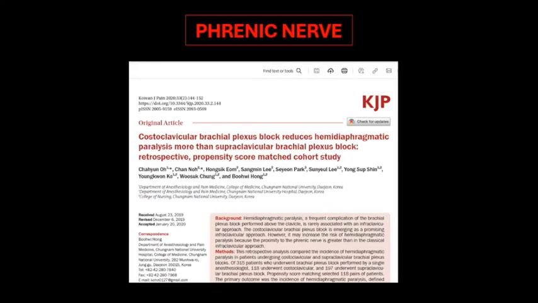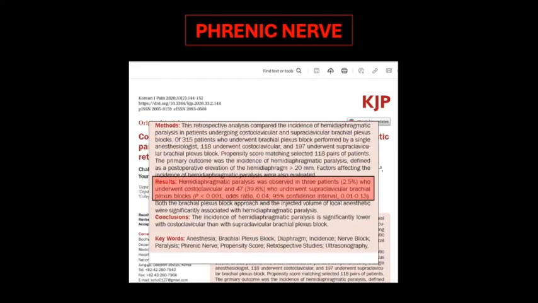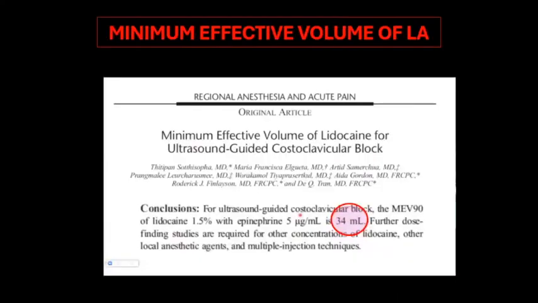Now, this is an article, a study, which signifies the costoclavicular brachial plexus block reduces hemidiaphragmatic paralysis versus supraclavicular block. What is the result? There's only 2.5% of cases in costoclavicular as compared to 39.8% in supraclavicular.